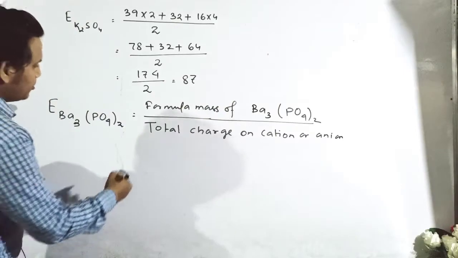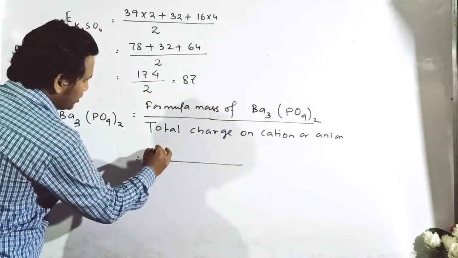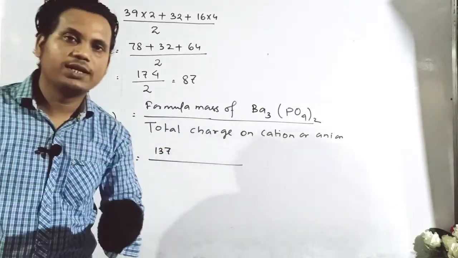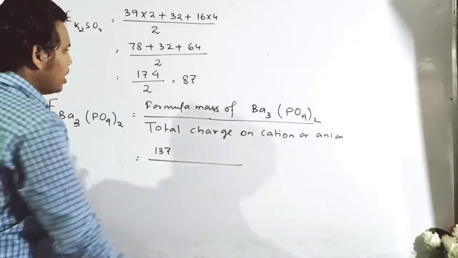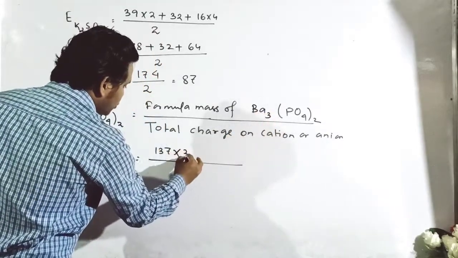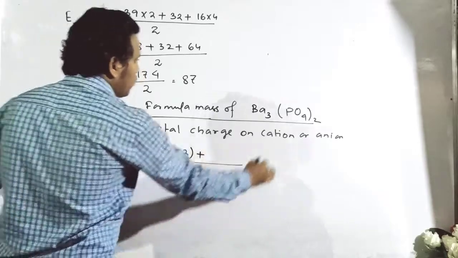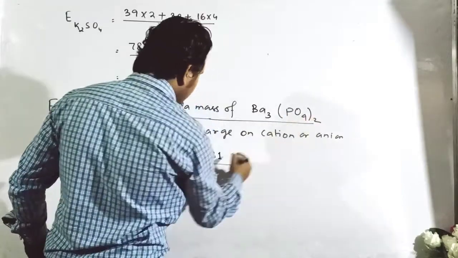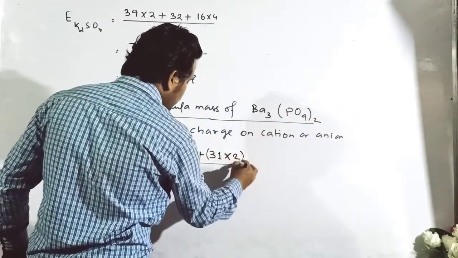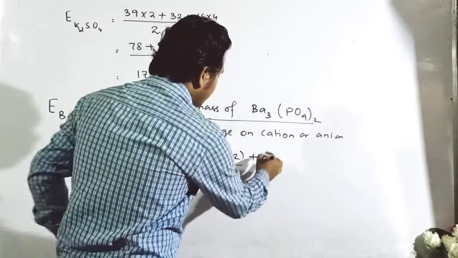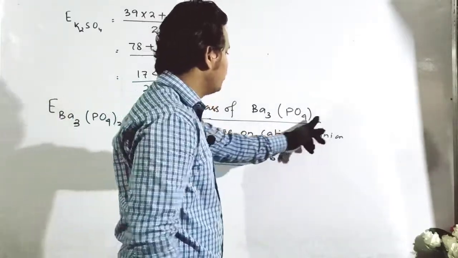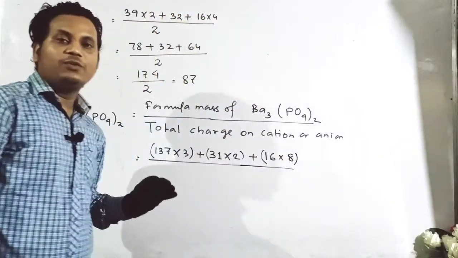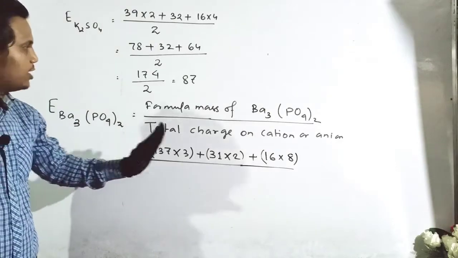So find the formula mass. What is the mass of barium? Barium is 137, 3 times, so into 3, plus phosphorus. What is the mass of phosphorus? 31, 2 times, so 31 into 2, plus oxygen 16, how many times? 4 2s are 8. Now the main thing is, what is the total charge on the cation or anion?